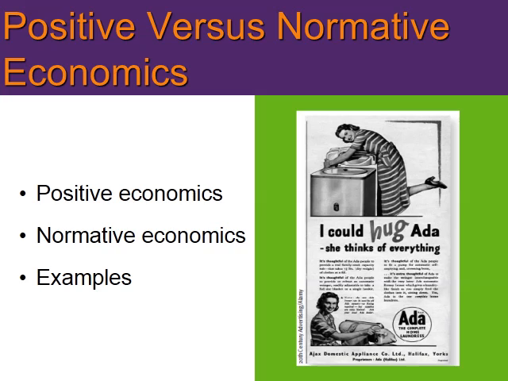An example of a normative statement: it is too cold outside. This is a value judgment, and there is no way to determine if it is right or wrong. One person may think 60 degrees is a great temperature, while another person might be cold.